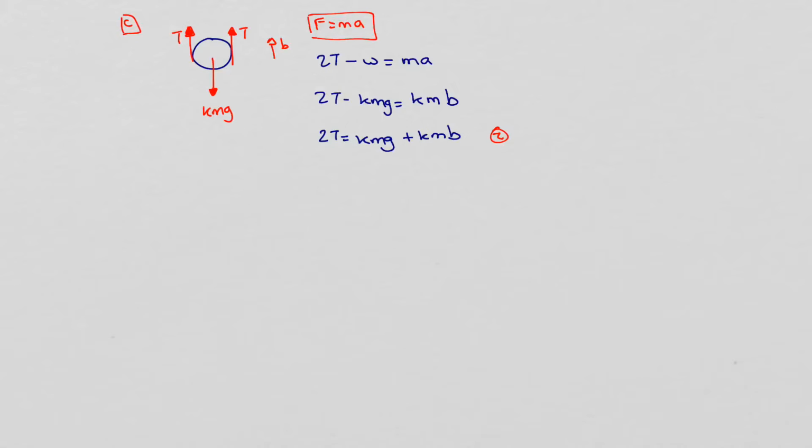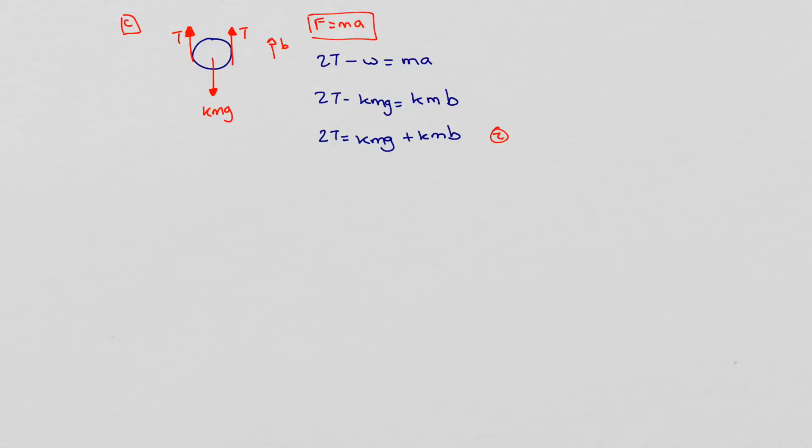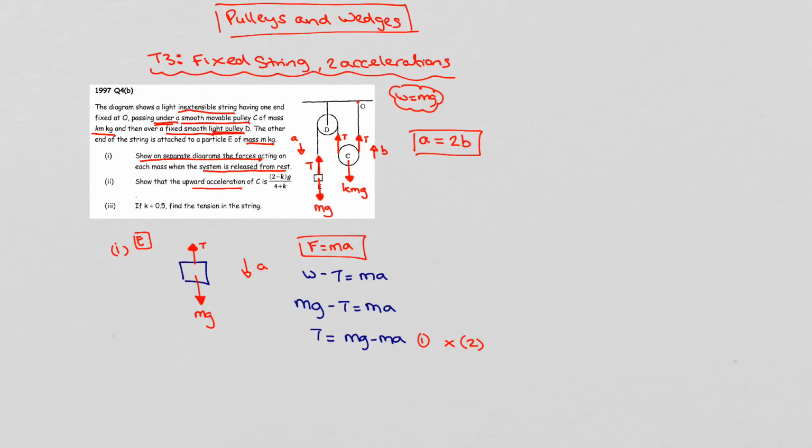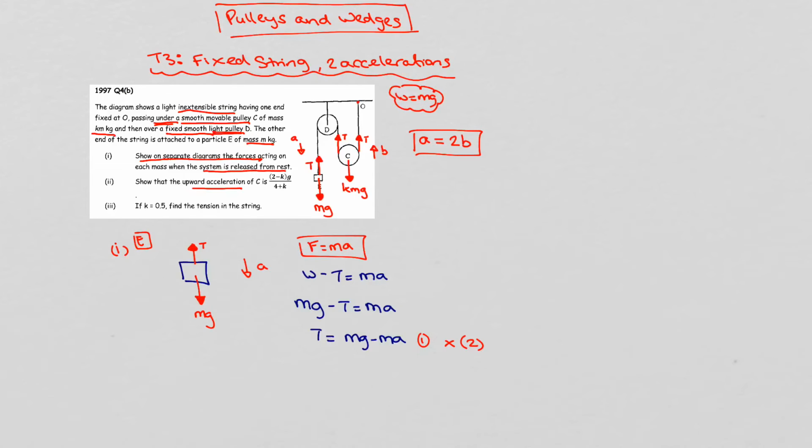And what I need to do next then is say, well, I have T in one and T in the other, so I'm going to multiply the first equation by 2. But I'm also going to be looking for the upward acceleration of c. In other words, I'm looking for the acceleration b. So I'm going to sub in a is equal to 2b into 1, sorry, and I'm also going to double 1. So my part 1 is done because I have my two diagrams drawn, and next to them I've written out my two equations, which is for part 2.